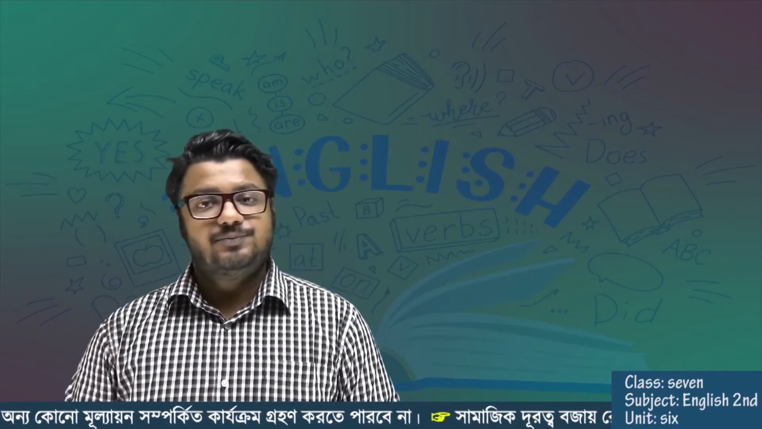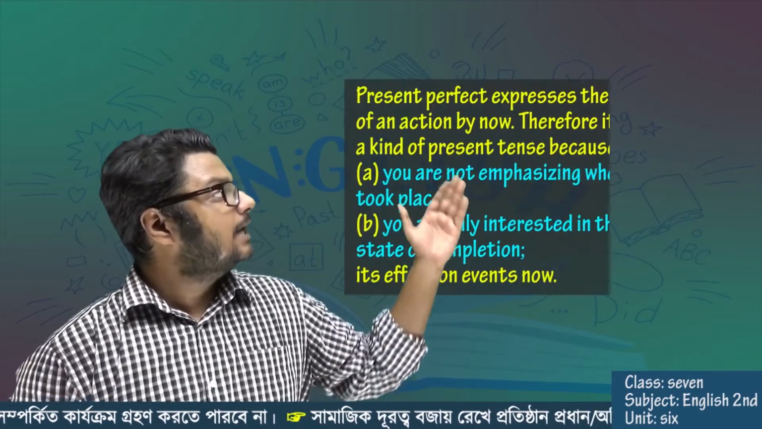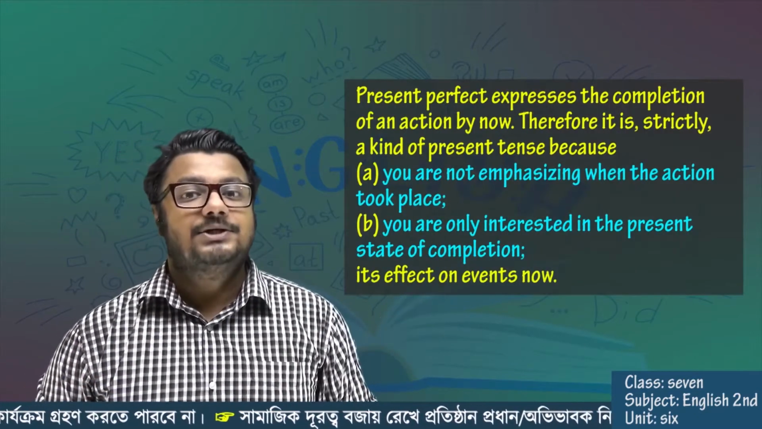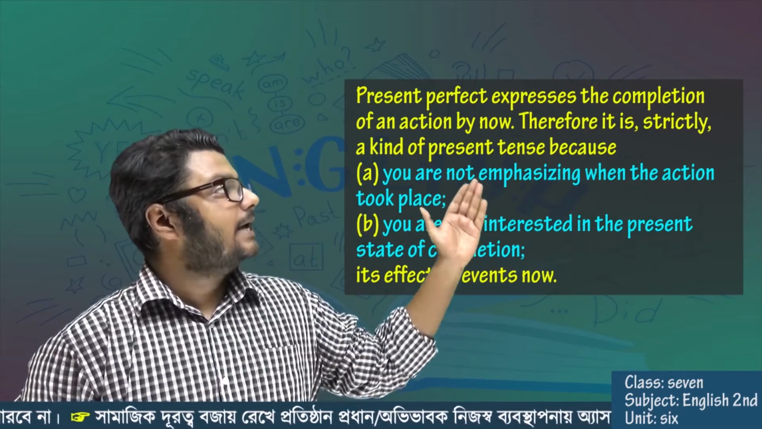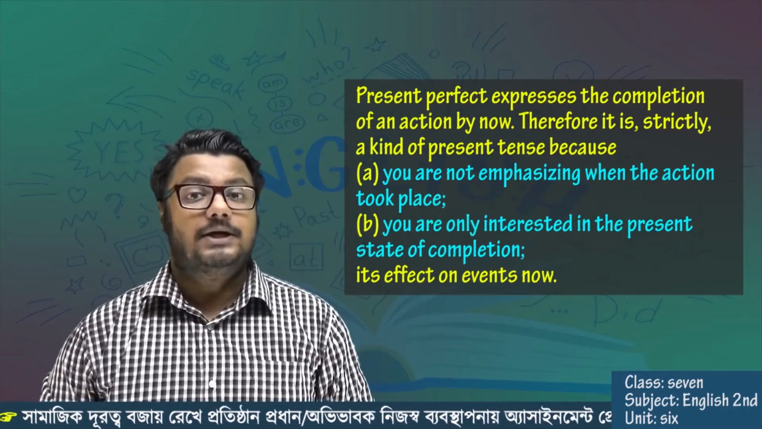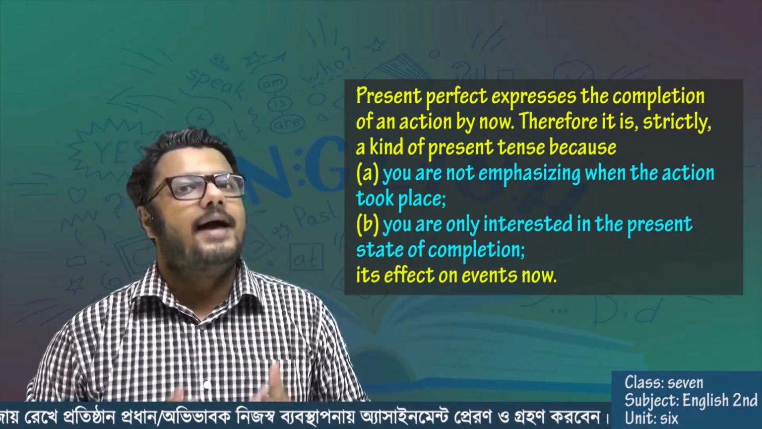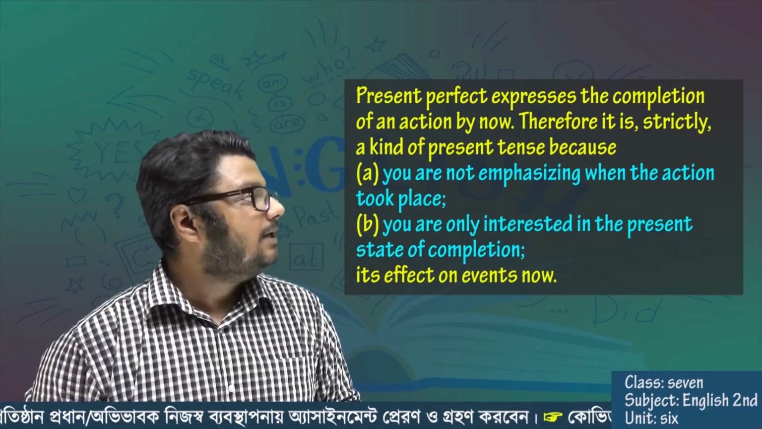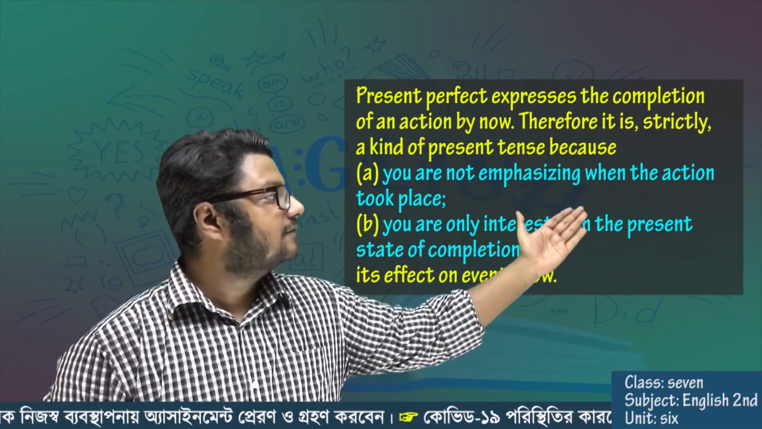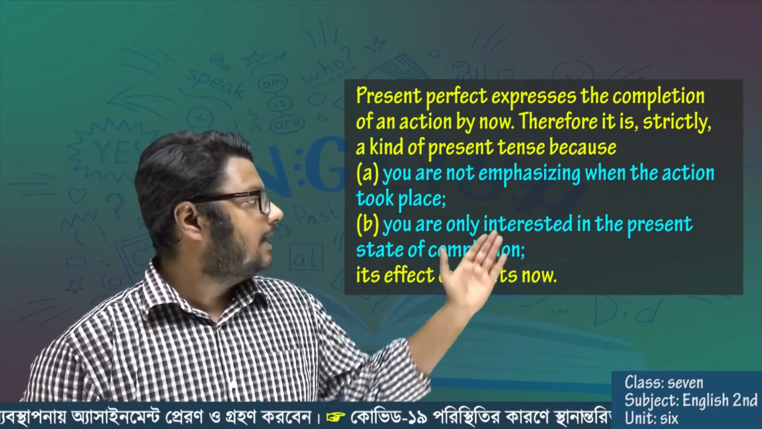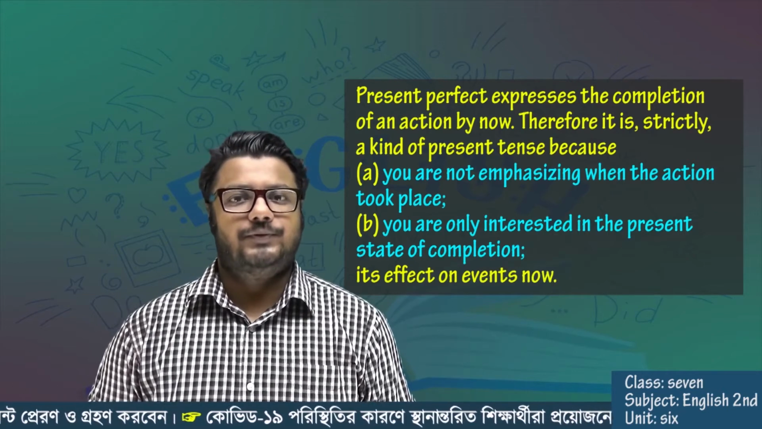Now, what is present perfect tense? Present perfect expresses the completion of an action by now. Therefore, it is strictly a kind of present tense because A, you are not emphasizing when the action took place. B, you are only interested in the present state of completion, and that is its effect on events now. Let me explain it to you.